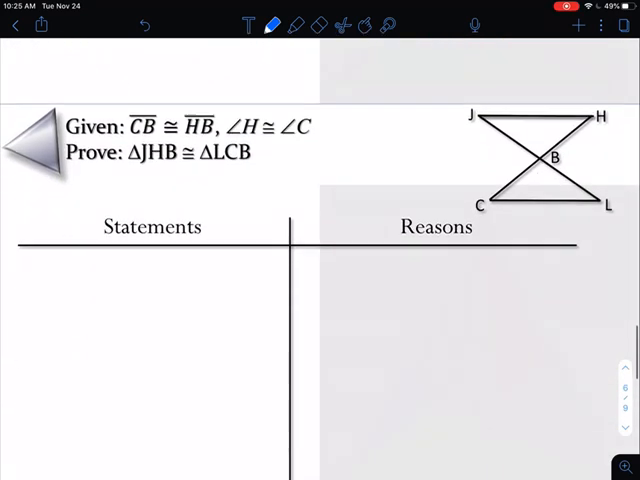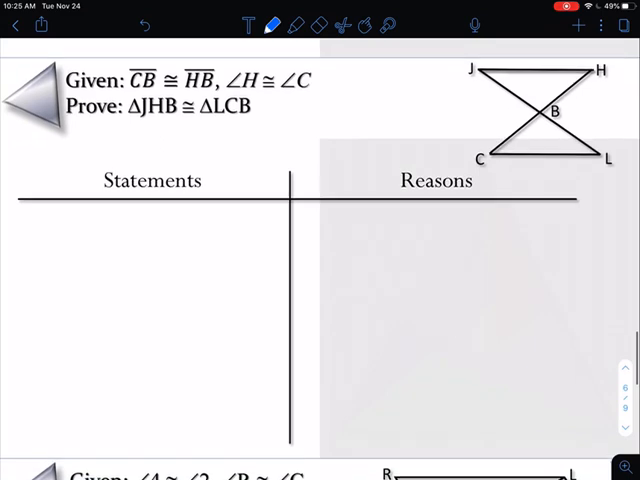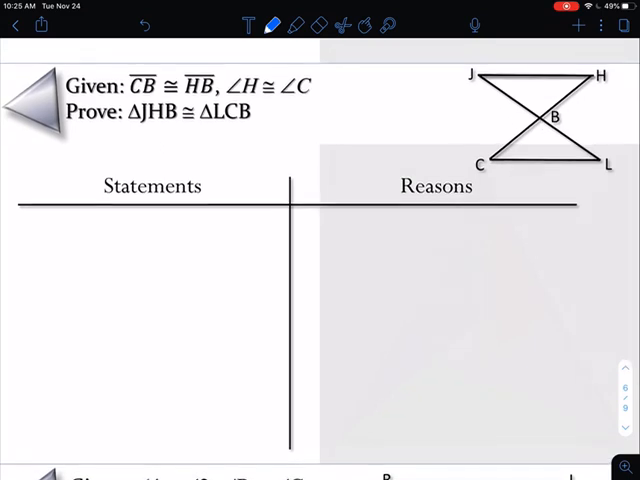So now if we take this and go a step further and look at proofs. So that's what this whole chapter is kind of building towards, was looking at proofs. So if I'm looking at this proof here, the first thing I would do on any proof is write the given. So CB is congruent to HB.